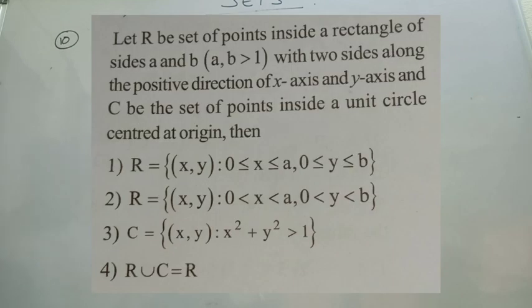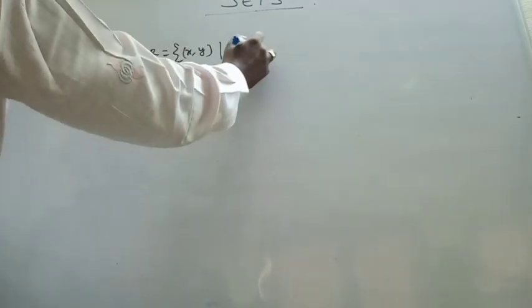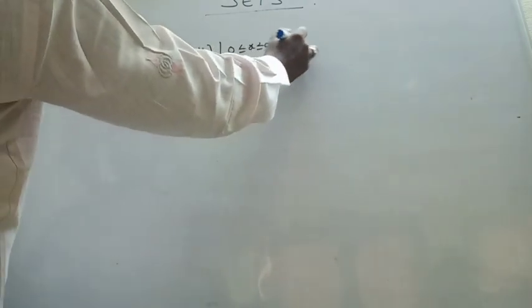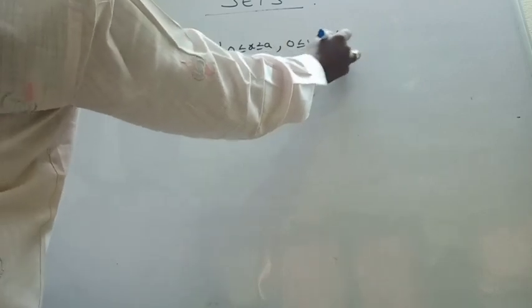Now we have another problem. Let R be the set of points inside a rectangle of sides a and b, a, b greater than 1, with two sides along the positive direction of the x-axis and y-axis, and C be the set of points inside a unit circle centered at origin. Then they have given the options here. Option A is that R is the set of all points (x, y) such that 0 ≤ x ≤ a and 0 ≤ y ≤ b. This is option A, which is correct.